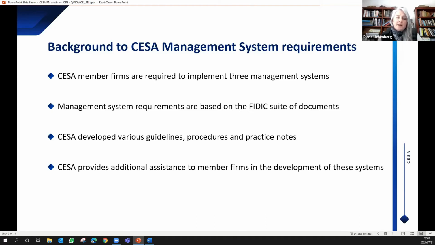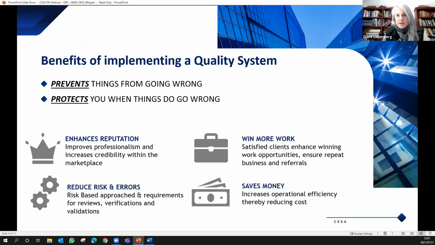And then in addition to the guidance documents produced by CESA, CESA also has numerous training programs on these management systems, which are presented by the School of Consulting Engineers. So please feel free to contact them for more information.